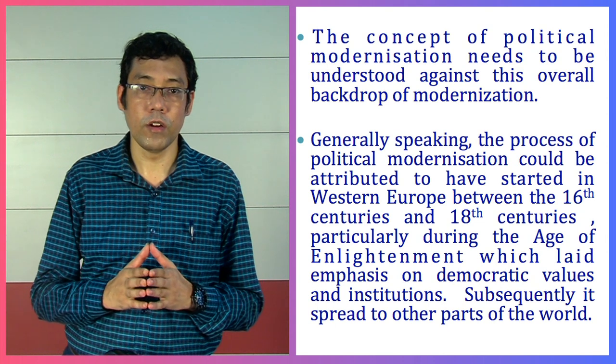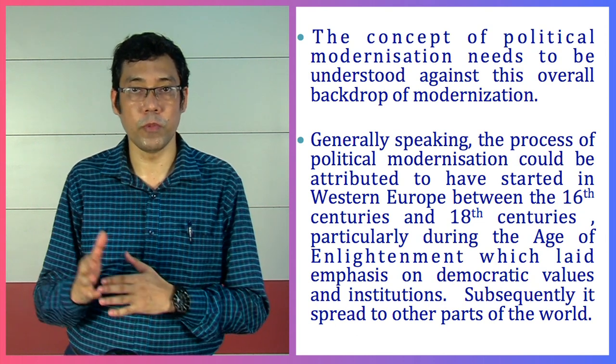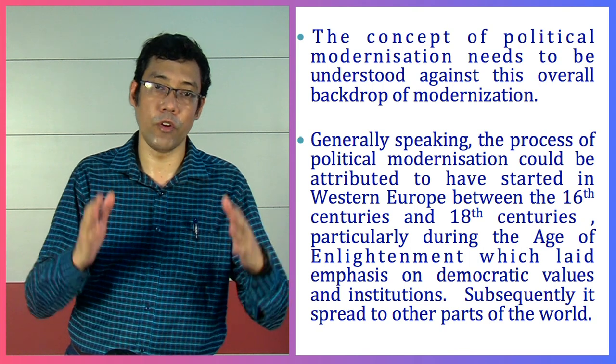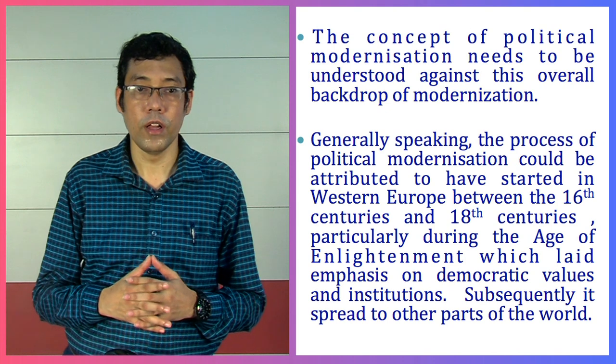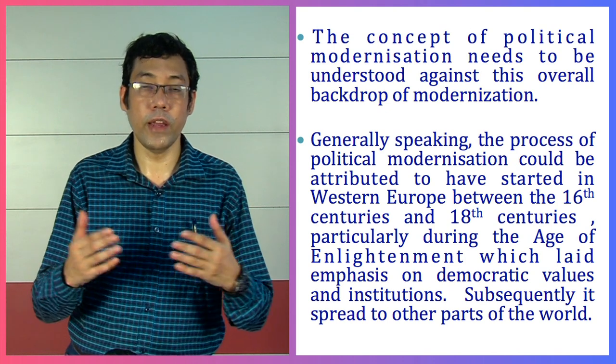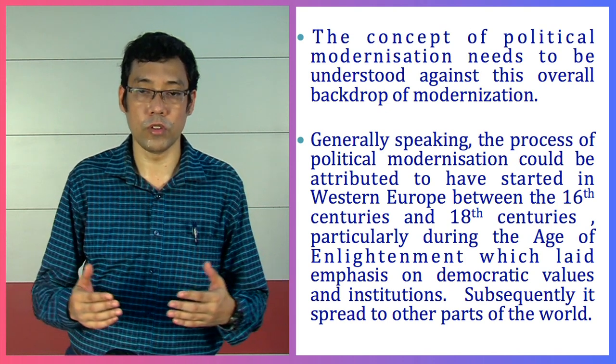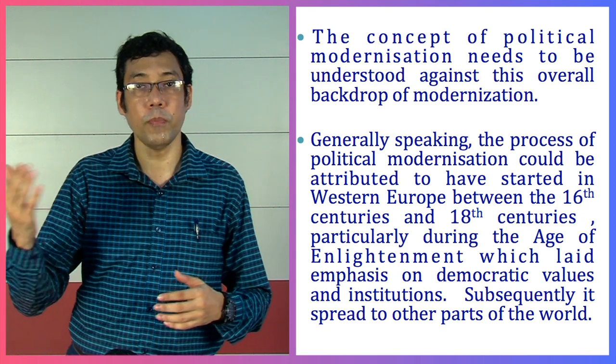Generally speaking, the process of political modernization could be attributed to have started in Western Europe between the 16th and 18th centuries, particularly during the Age of Enlightenment, which laid emphasis on democratic values and institutions. Subsequently, it spread to other parts of the world. With the movement from the traditional to the modern, the old feudal and religious political order gave way to a more secular and democratic political order based on a set of legal rational rules embodied in the form of a constitution.